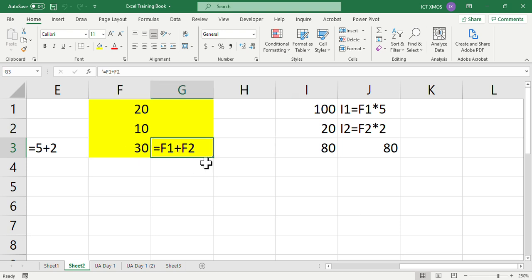Cell-referencing. What was the topic? We are talking about cell-referencing and formulas. We're going to enter formulas now. Formulas and functions in Excel.